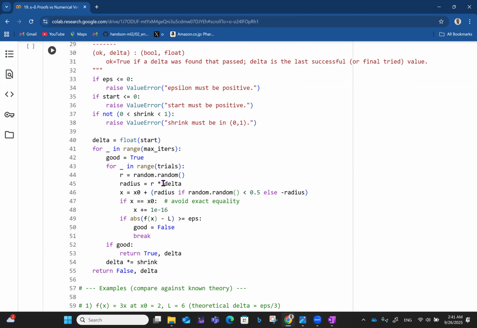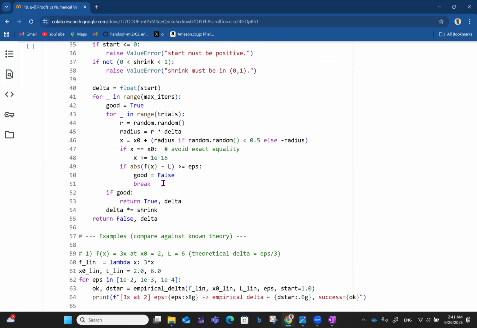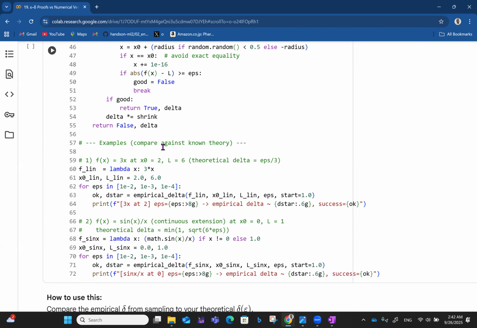So you have delta, which is float, start. Then for all values in range, maximum number of iterations. For all iterations, in short, good is true. So for all values in the range of trials, you have add at random, all these things we've been doing before. And then we do it for f of x equals 3x at x not equals 2, and the limit is 6. Theoretical delta is epsilon over 3.